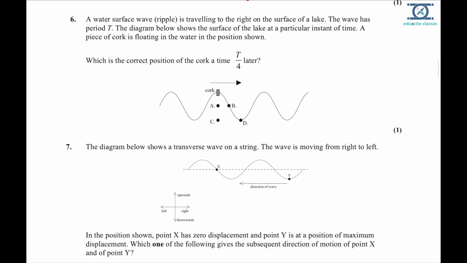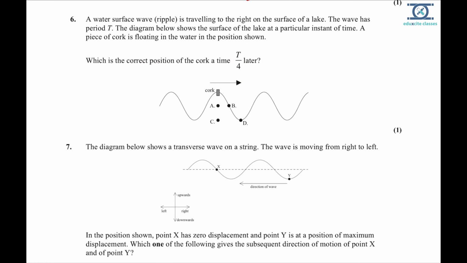Question number 6 now. A water wave ripple is traveling to the right on the surface of a lake. The wave has a period T. The diagram below shows the surface of the lake at an instant of time. This is a piece of cork which is floating in the water in the position shown. Again, what is the correct position of the cork?